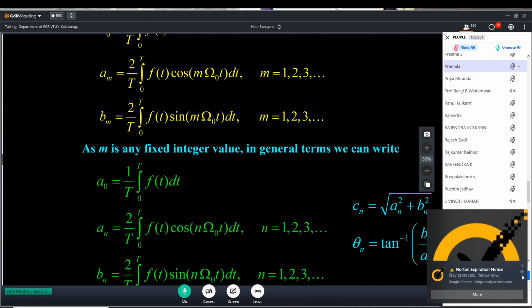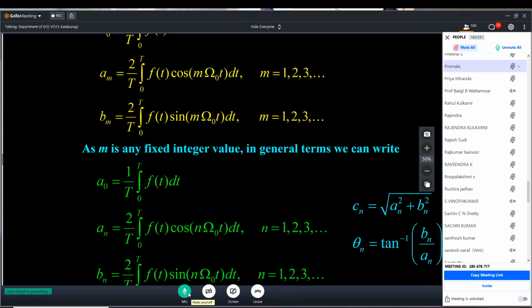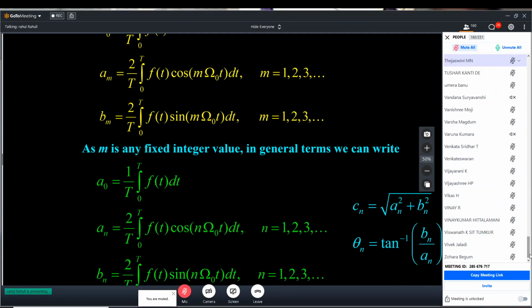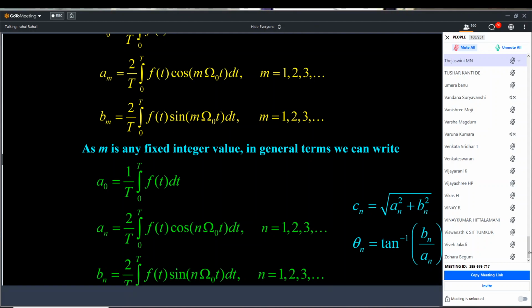Yeah. So now there are three questions that we have raised here. That is, why have a fixed procedure, and why only this, that is having a multiplying factor and integrating it. The second thing is how to select these multiplying coefficients. That is, in case of A0 it will be 1, for An it will be cosine of m omega 0 t, and for Bn it will be sine of m omega 0 t.